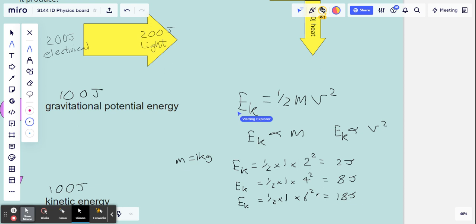Again, when I tripled the velocity, the kinetic energy went up by 9. When I doubled the velocity, the kinetic energy went up fourfold. So the scale factor itself is squared. Okay, does that make sense? Okay.